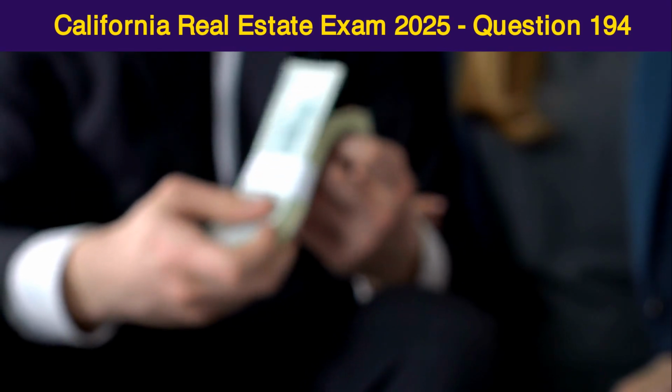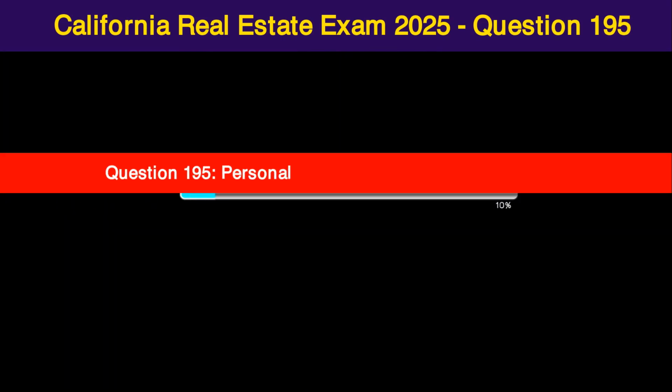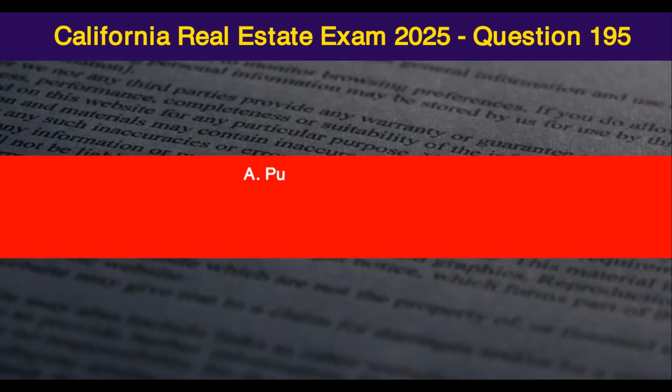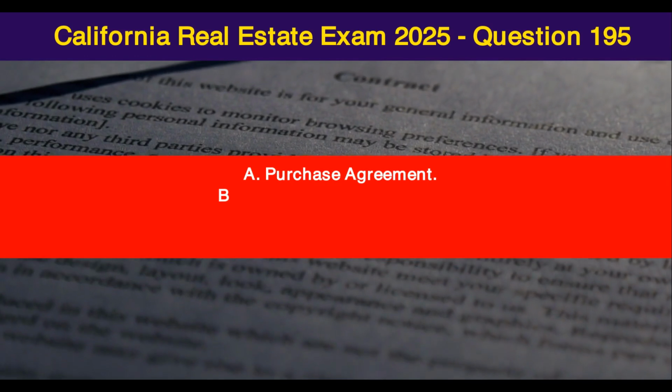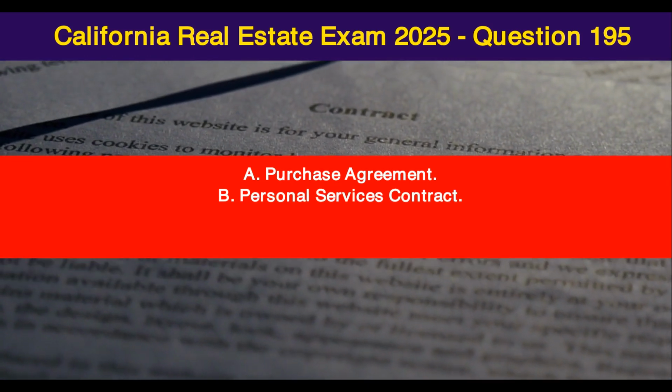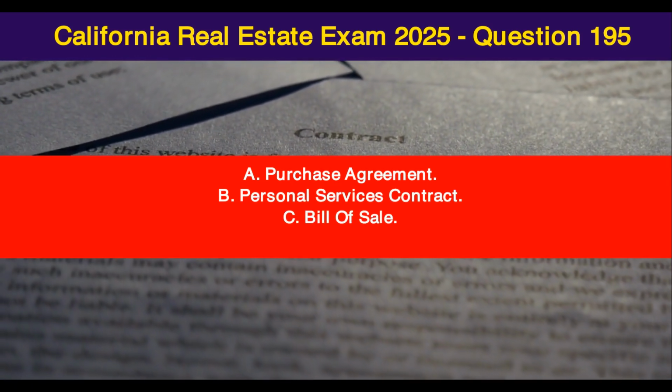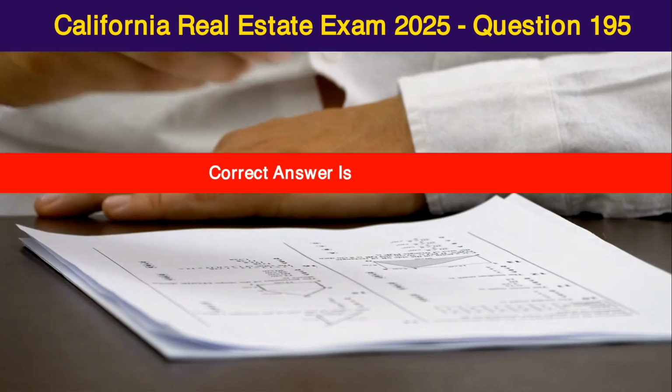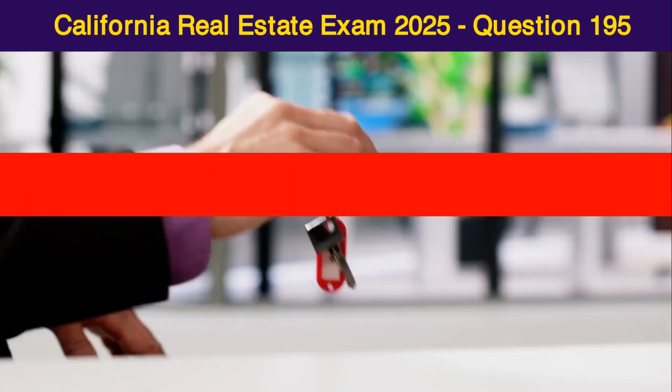Question 195. Personal property is transferred through a A. Purchase agreement. B. Personal services contract. C. Bill of sale. D. Deed. Correct answer is C. Bill of sale.